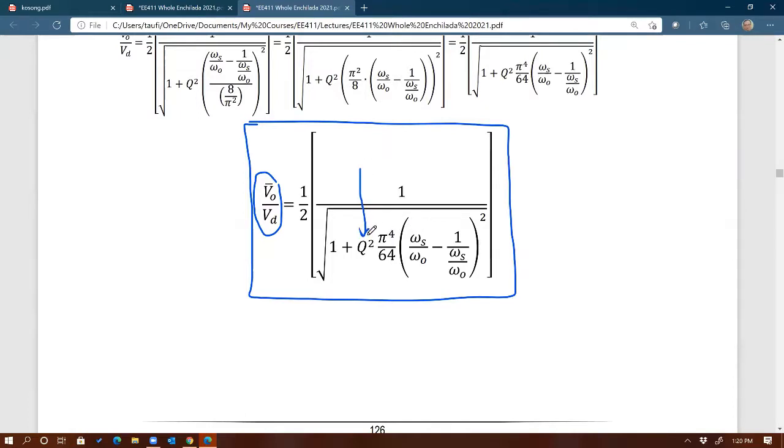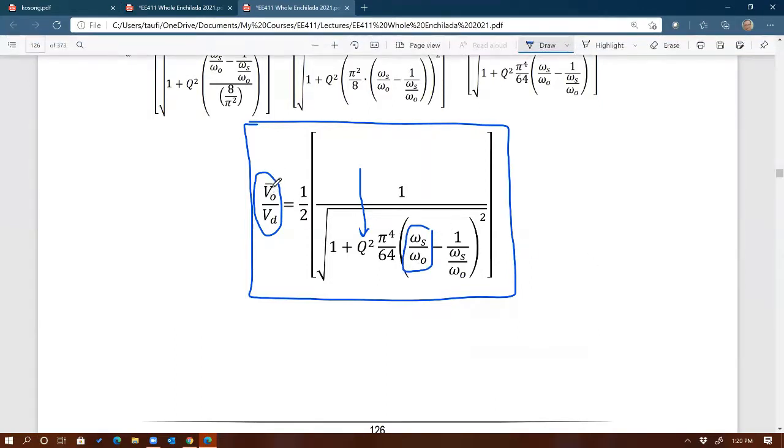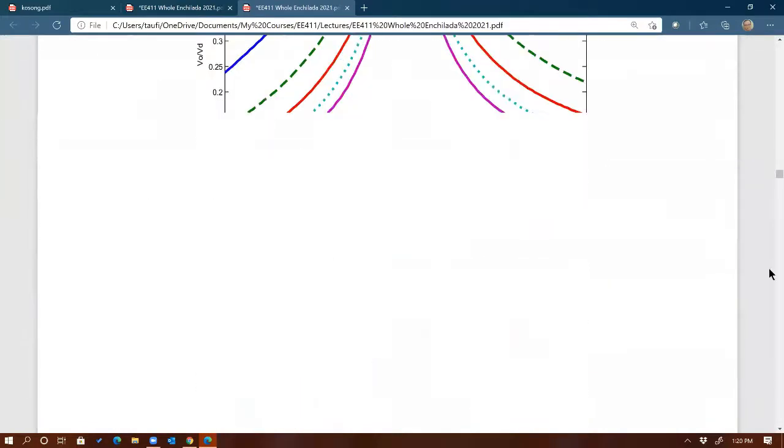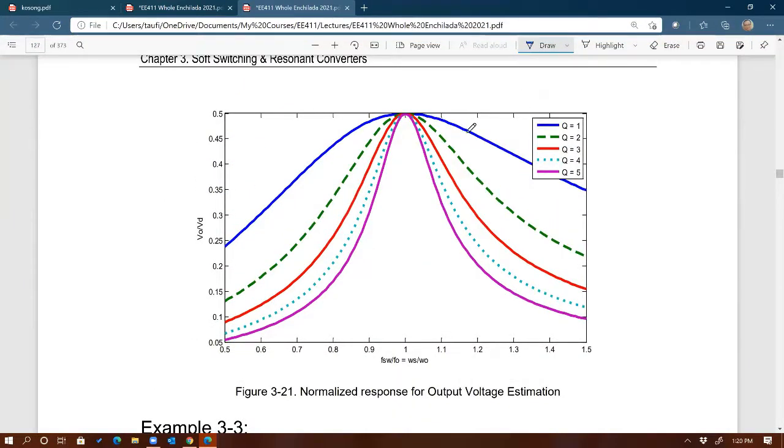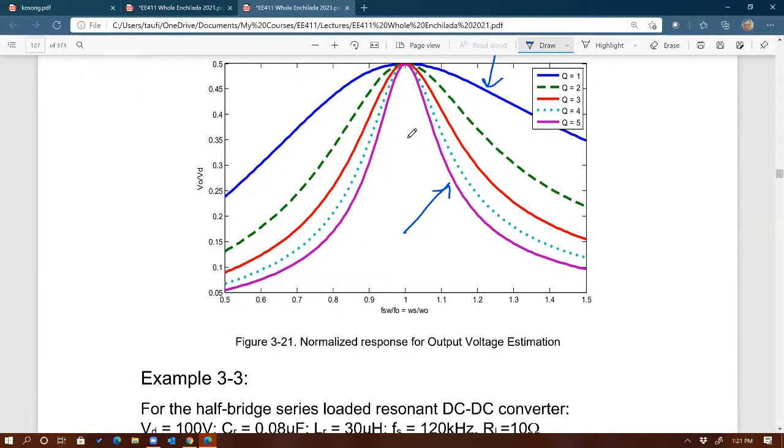If I let the quality factor be a constant value and then vary the ratio, you have a curve for the ratio of output over input. If I do that for different values of Q, you get this family of curves, starting from Q equals 1 to Q equals 5. So high Q means skinnier, as you already learned from, I don't know which class now, 212 maybe. So that's another thing that you can use to approximate the output voltage.